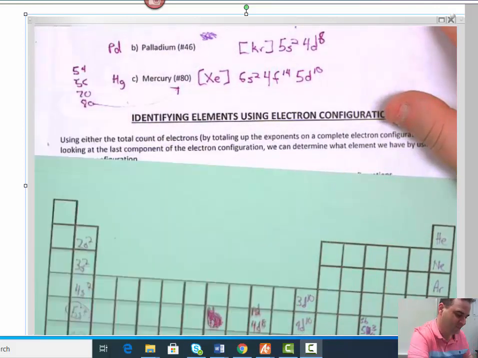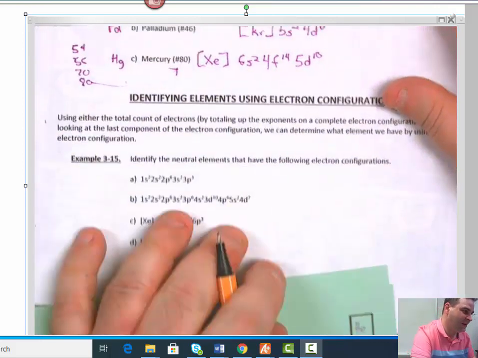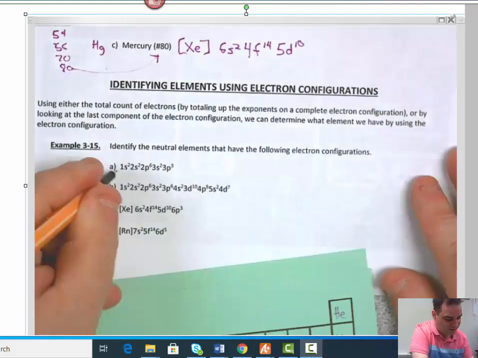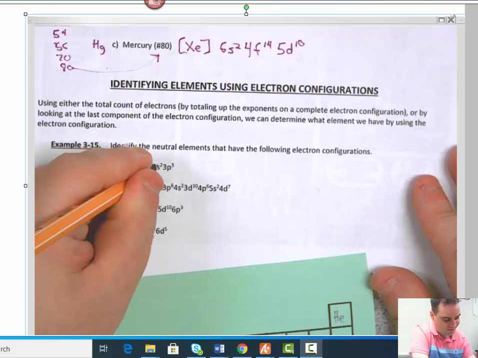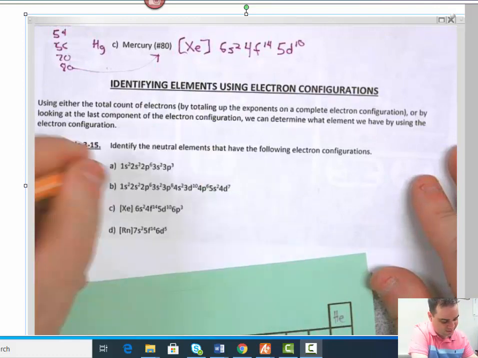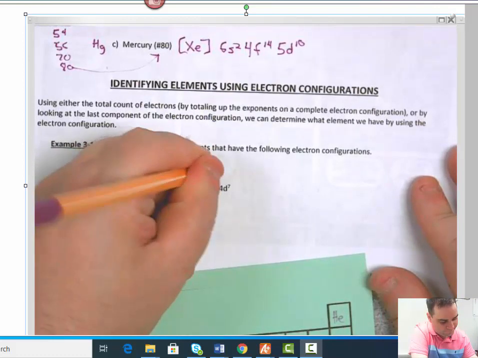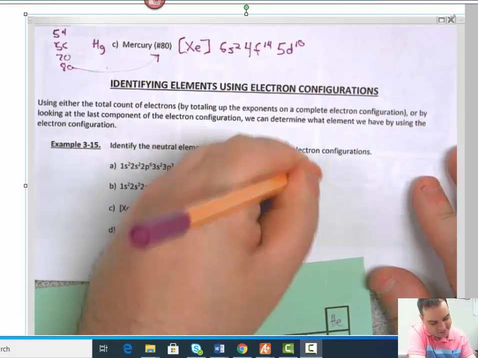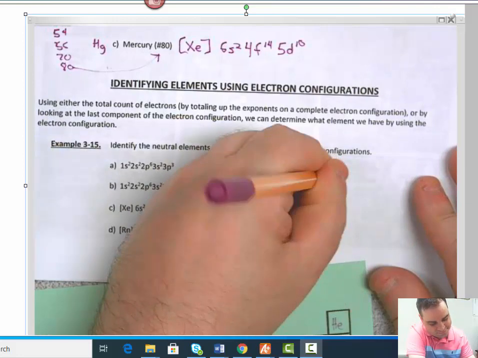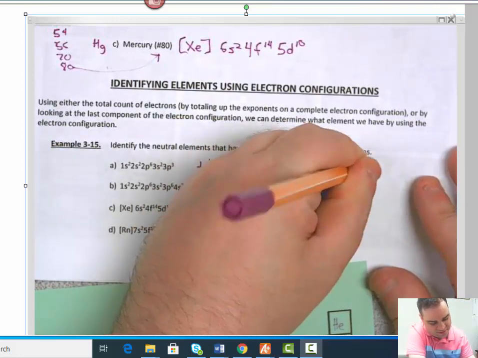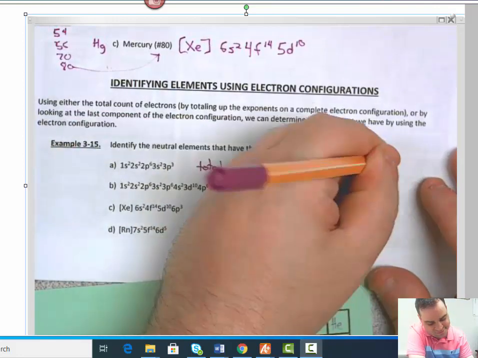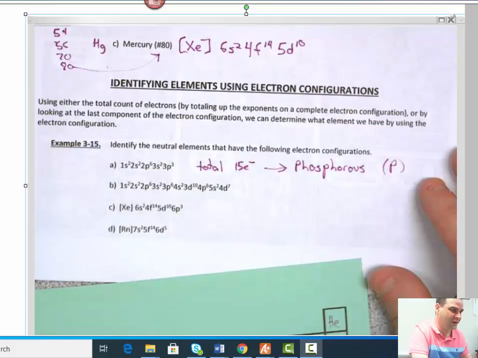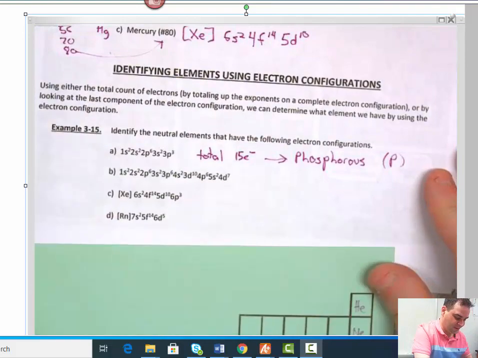Palladium was Pd. Okay. And then identifying elements here, there's two ways you can do this. You can add up the top numbers here. So this is 2, 4, 6, 12, 15. So this has a total of 15 electrons. So I know that this is phosphorus, because phosphorus is atomic number 15, which is a P. That is one way you can do it.